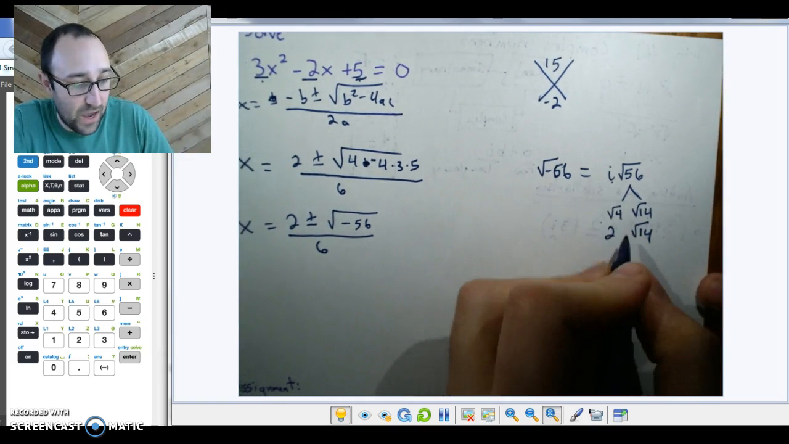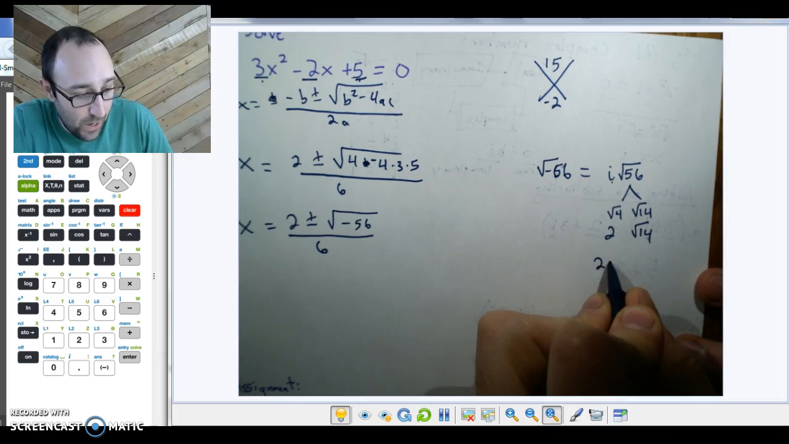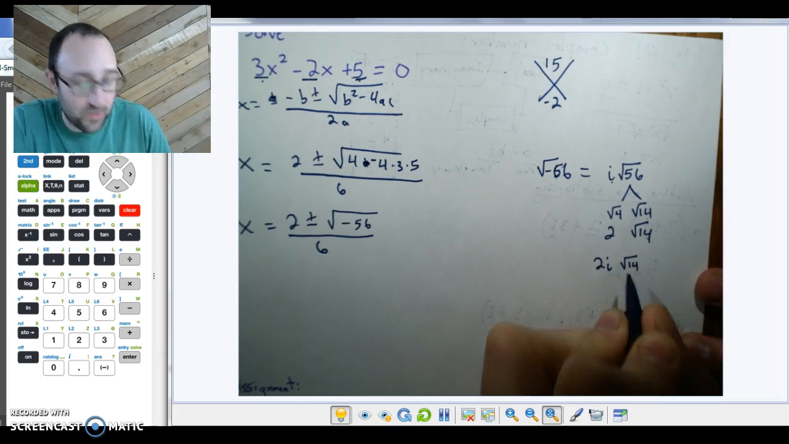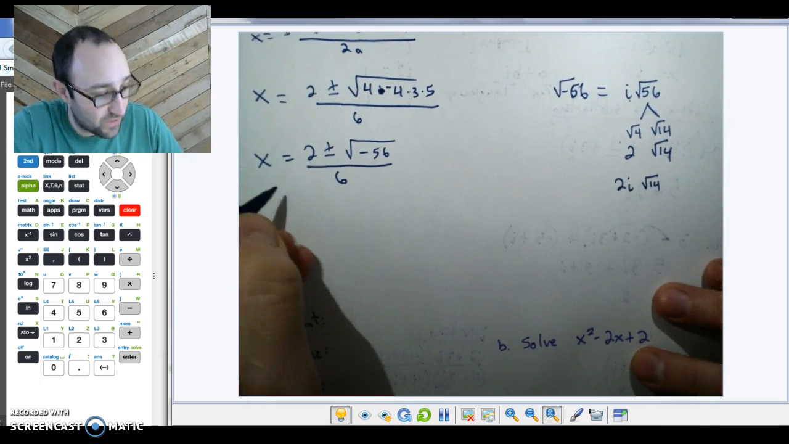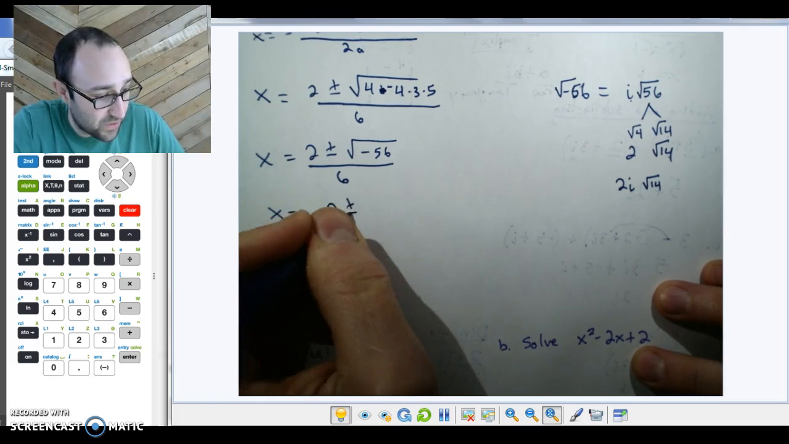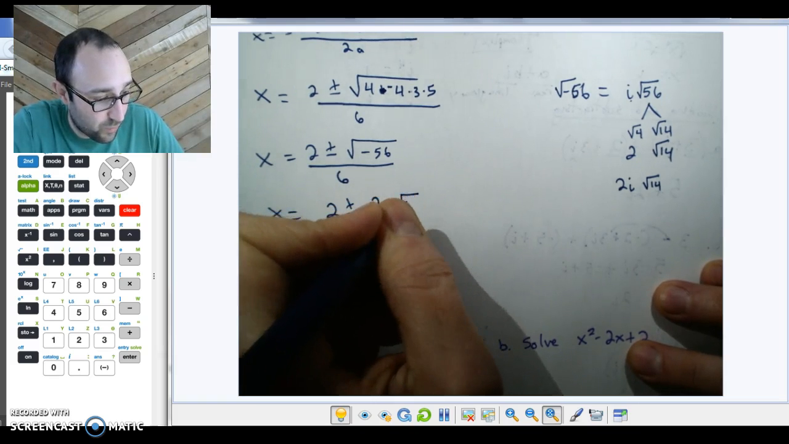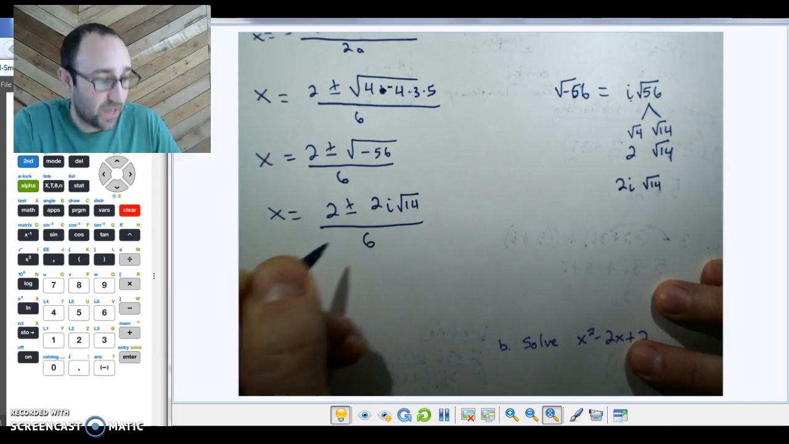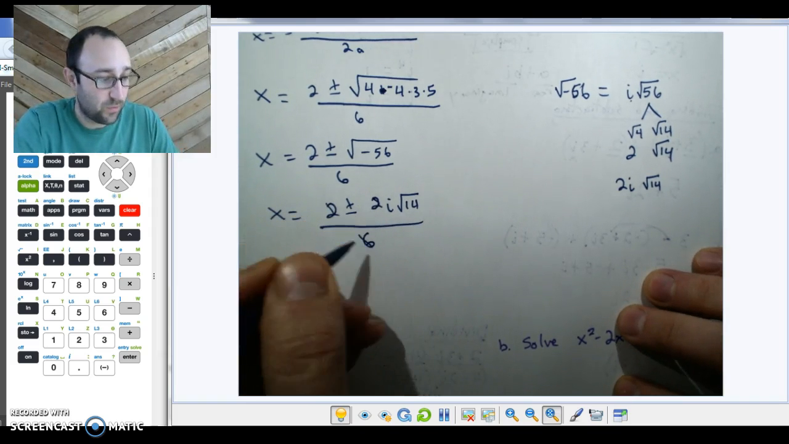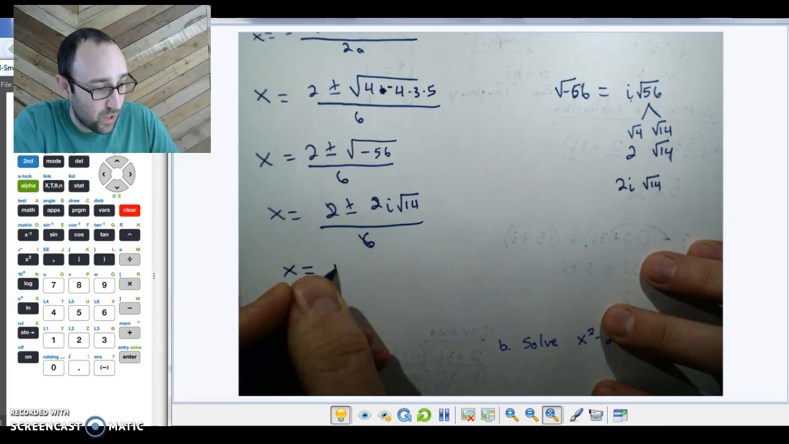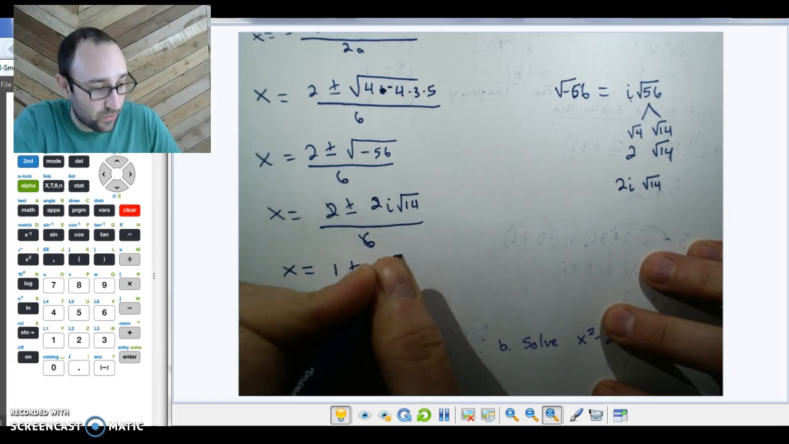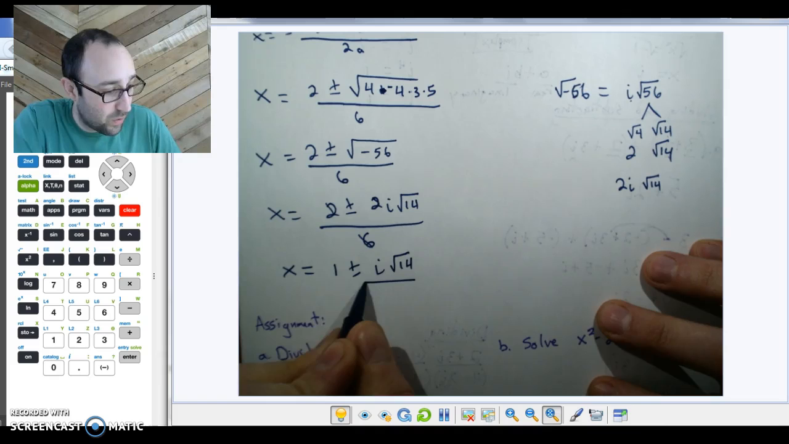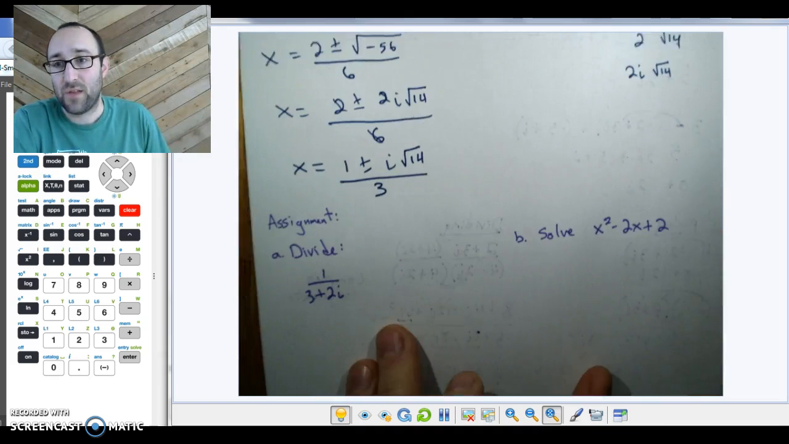Okay, so don't forget about the i. How you would write this would be 2i square root 14. The i always goes right before the square root. So we can rewrite this as x equals 2 plus and minus 2i square root 14 all over 6. Can I divide anything out? They're all divisible by 2, so we can say x equals 1 plus and minus i square root of 14 all over 3. Alright, there are your examples.